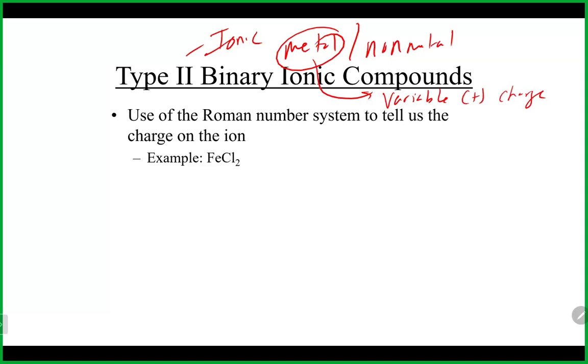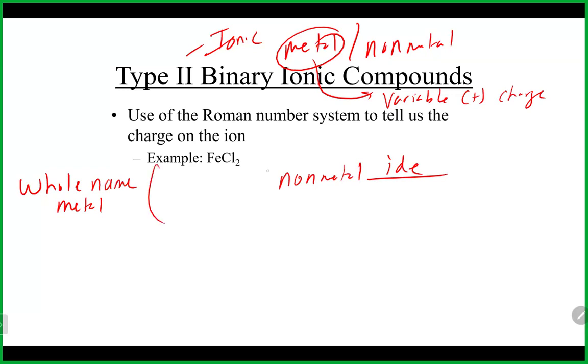So the difference here is when we have type 2 compounds, we still will use the whole name of the metal. We will still use the nonmetal like we did previously with the -ide treatment. So the additional thing we have to do when we name these is add some Roman numerals. And the Roman numeral is the positive charge on the metal ion.